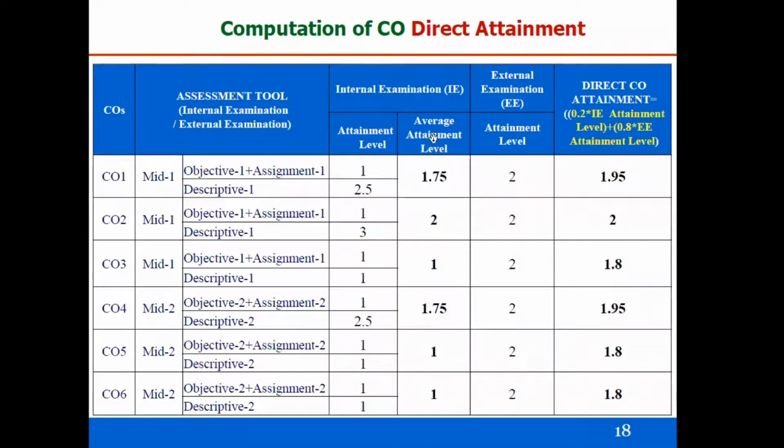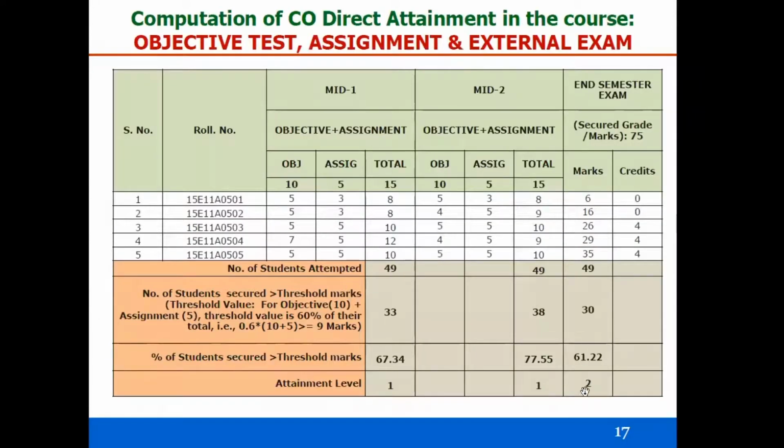So now here we secured the internal examination average attainment values. Then coming to the end examination attainment level. For the end examination in the previous table, we considered 2 commonly for all the COs. Why? Because the question paper consists of a combination of all the units. So we have taken the total marks for all the students. Based on that, here we secure level 2. So this level is common for all COs.